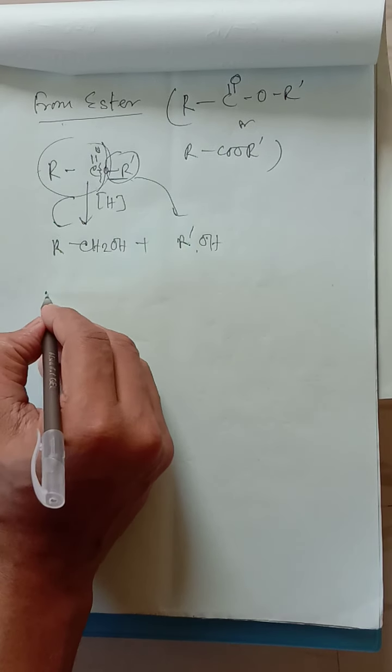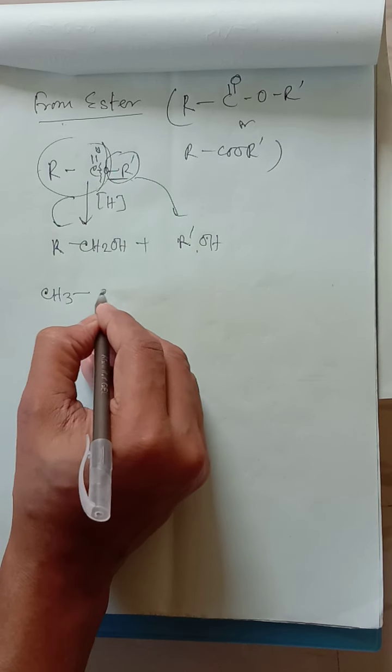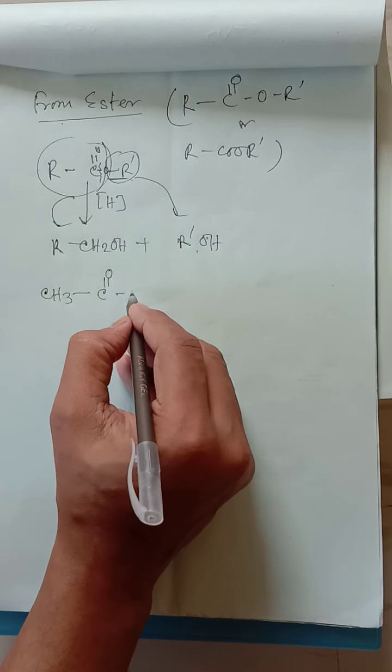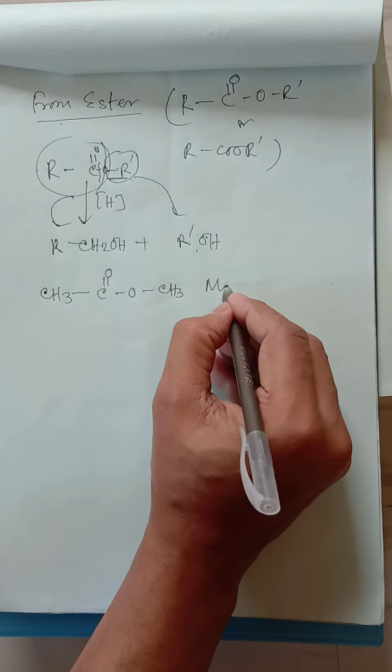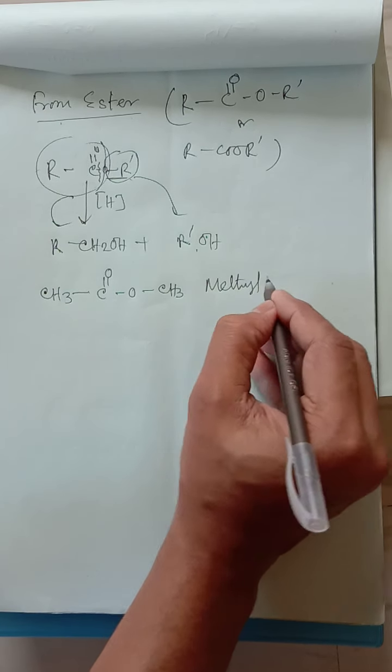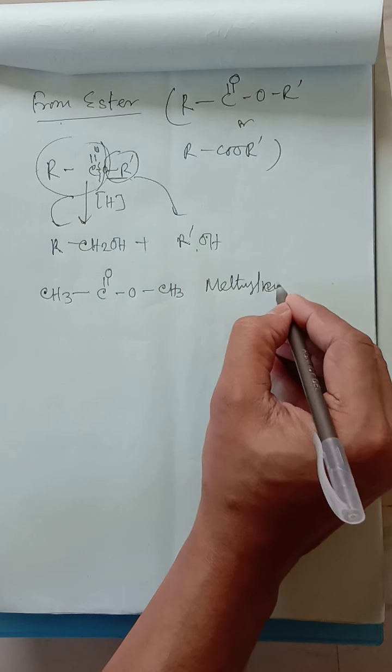One example I am giving over here, CH3COOCH3, the name methyl ethanoate.